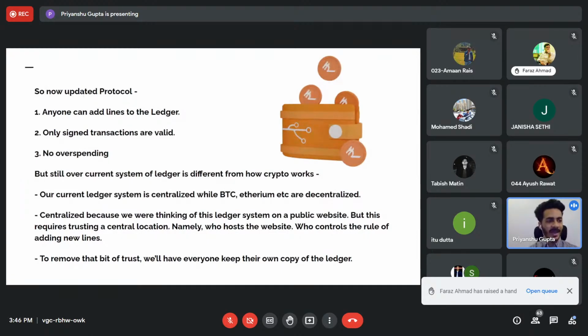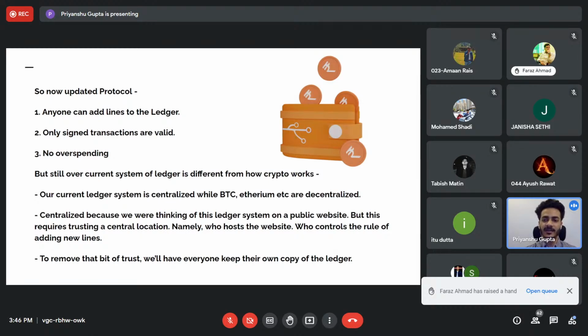Like earlier, our banking system had the control. Now this person who is hosting the website has the control. So to remove this, to make it decentralized, what we will do is there will be no such website. Okay. And every person on this network who is using this ledger will have a local replica of that on their local systems. Okay, suppose this is my computer and this is my friend's computer.